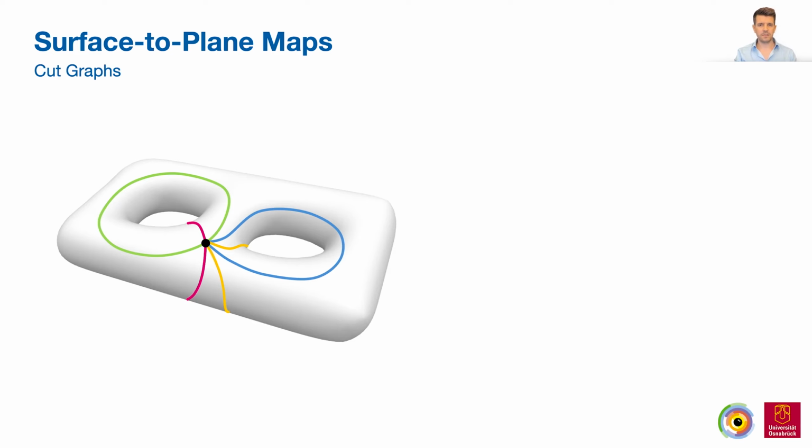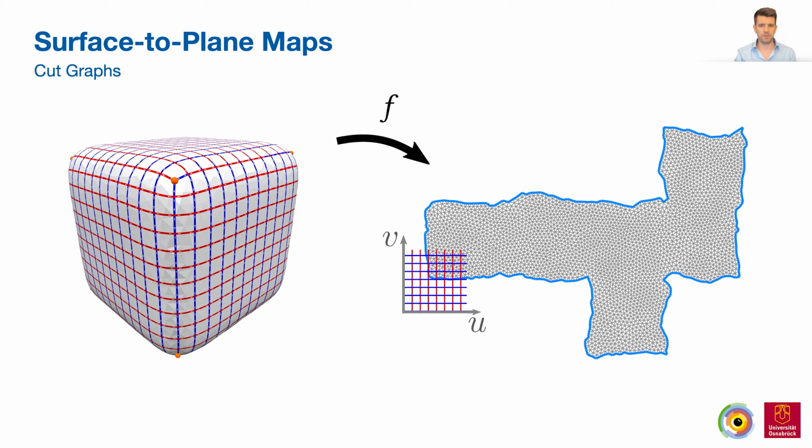And the set of cuts that is used for this is commonly referred to as the cut graph. Now, when then mapping this patch to the plane, the map inevitably is discontinuous across the cut graph. There's just no way to avoid this in general. Depending on the application, this, however, may not matter much. One example is map-based quad meshing of surfaces, which is a state-of-the-art technique that has been developed extensively over the past 10 or so years.